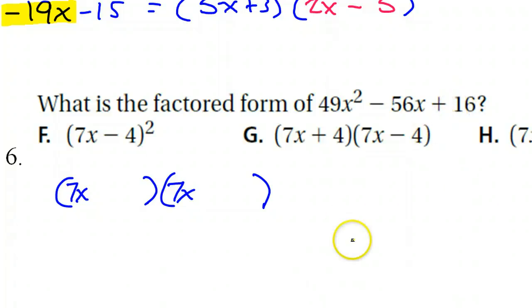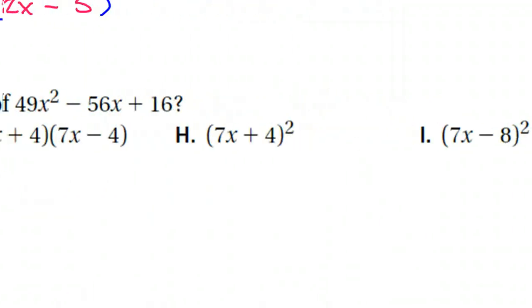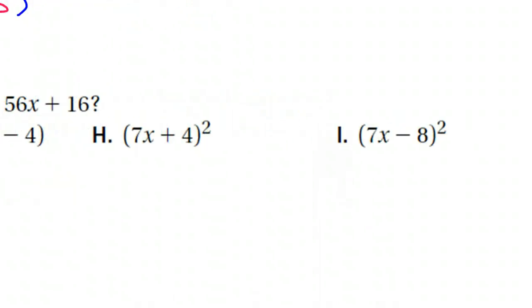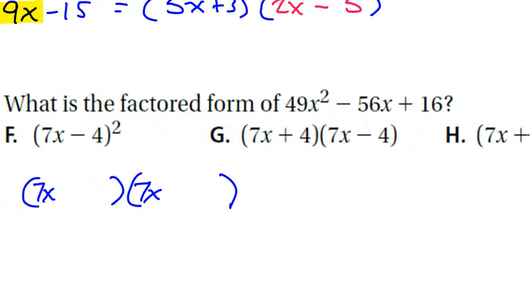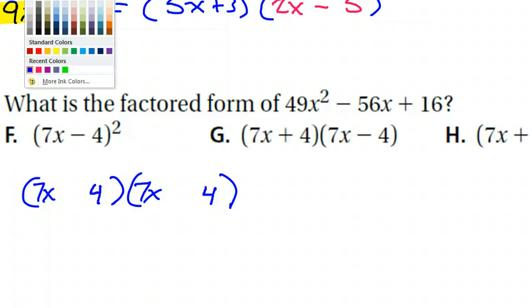16 could be 4 times 4. Most of these options have 4s in them. The others are just plain wrong. So 4 and 4, that's the only thing that makes any sense, looking at the options here. So we need the middle to be negative 56. So let's mess around with the signs now.